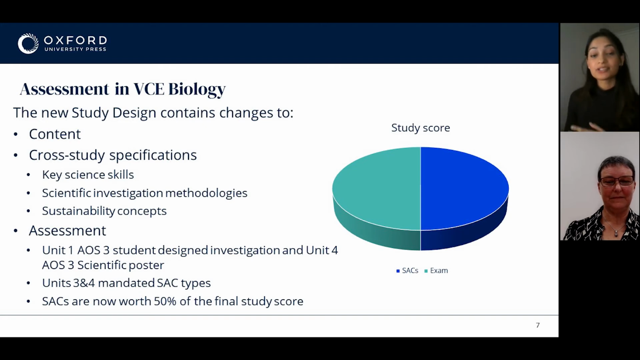Okay, and then regarding changes to assessment structure, so you do have the Unit 1 area of study 3 student designed or adapted investigation, and then building on from that, in Unit 4 you have your area of study 3 scientific poster. And remember that that scientific poster is now only 600 words. You also have the mandated SAC types across Units 3 and 4, and you have a greater variation of SAC types in Units 1 and 2. And of course, a really key change from the study design is that now SACs contribute 50% towards the study score, with the other 50% coming from the external exam. So we have a greater focus on internal assessment, which comes from the school and comes from you.